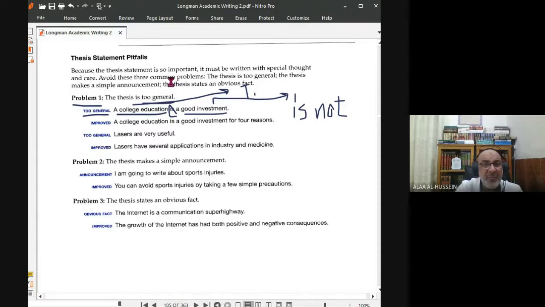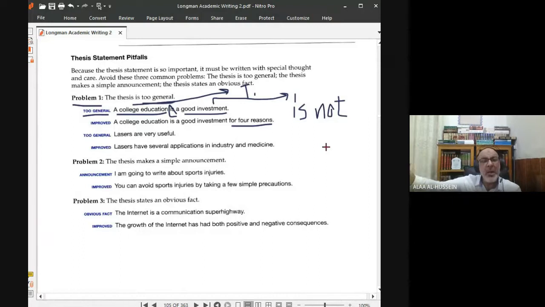The writer here adds for 4 reasons. Look at this. This part of the sentence or this phrase, for 4 reasons. Why is it a good investment? For 4 reasons. For 2 reasons. For 3 reasons.